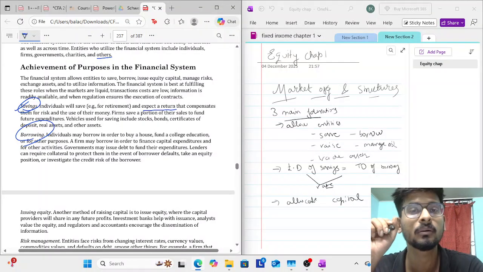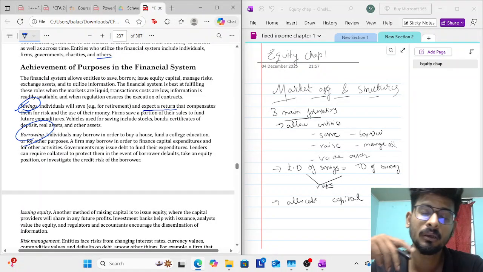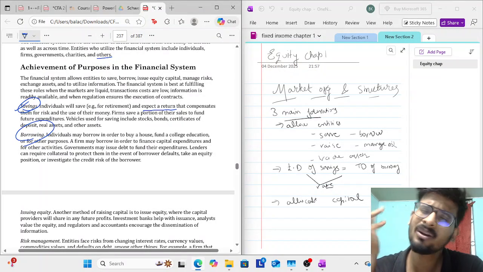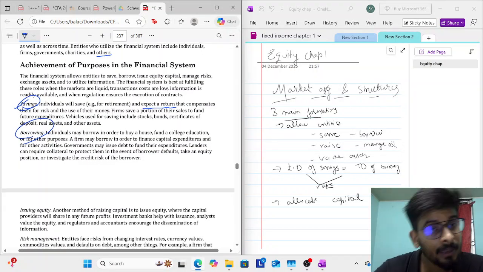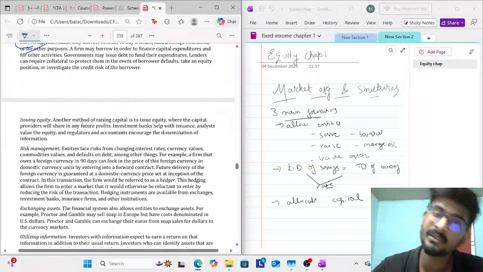What if you default? You are taking my money and you default. What will I do? I cannot see the sky, right? So I am asking for a collateral. It may ask, it may not ask. If it asks, it is secured. If it's not asked, it's unsecured.